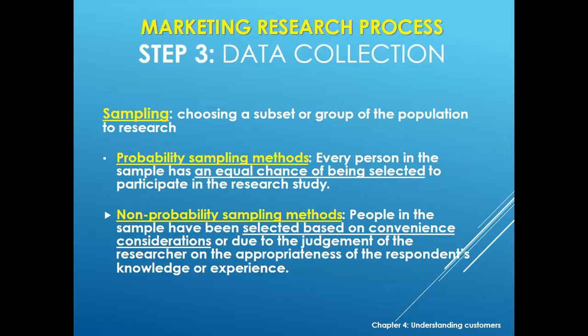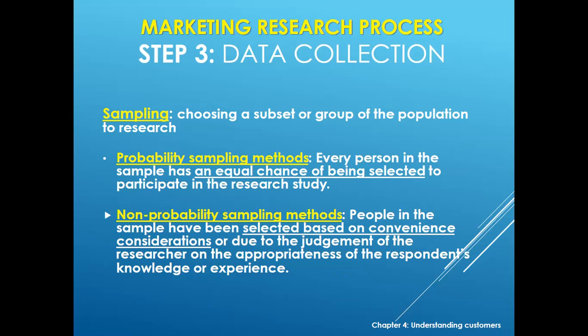Finally, also in step 3, the data collection phase, is the sampling. What part or what subset or group of the population are you going to use in your research? Now we have a probability sampling method and a non-probability sampling method. With your probability sampling method, it basically means that everybody has an equal chance. Everybody that you have identified.